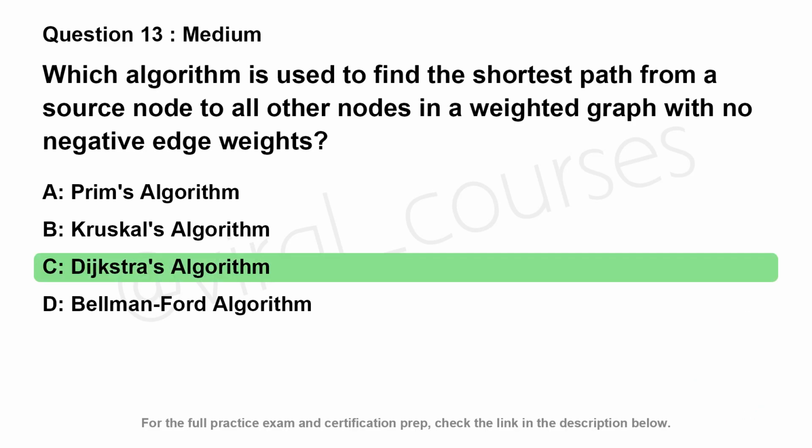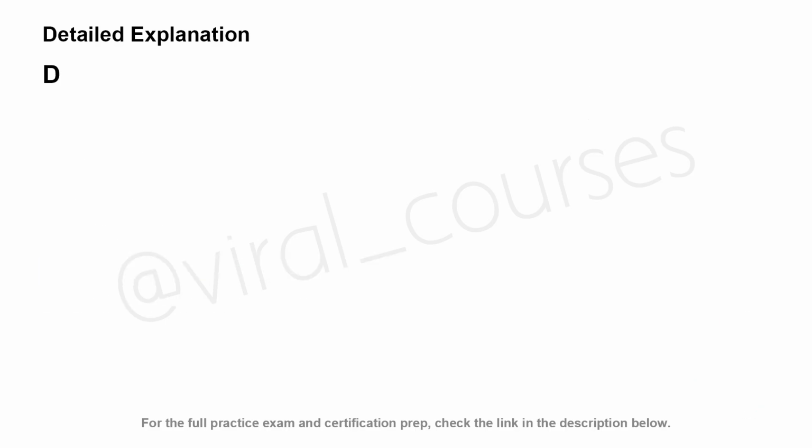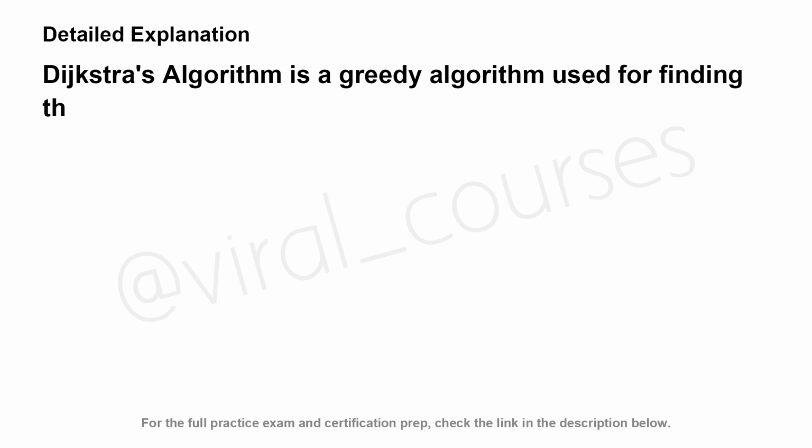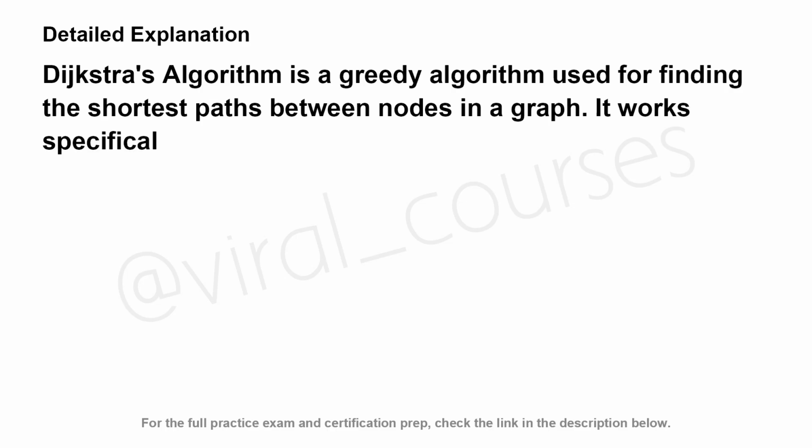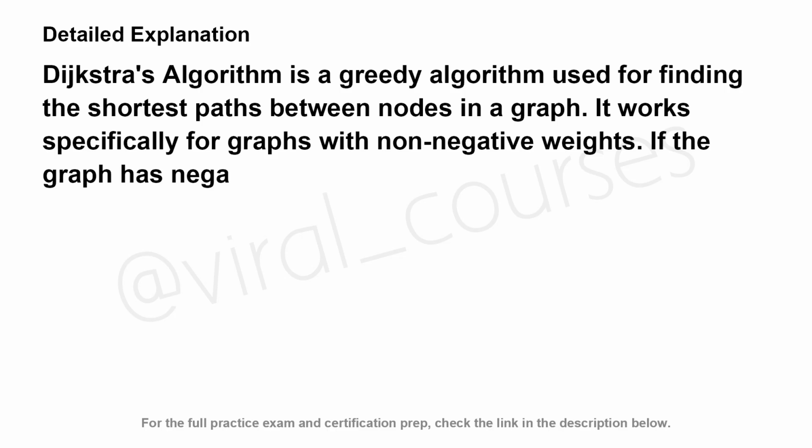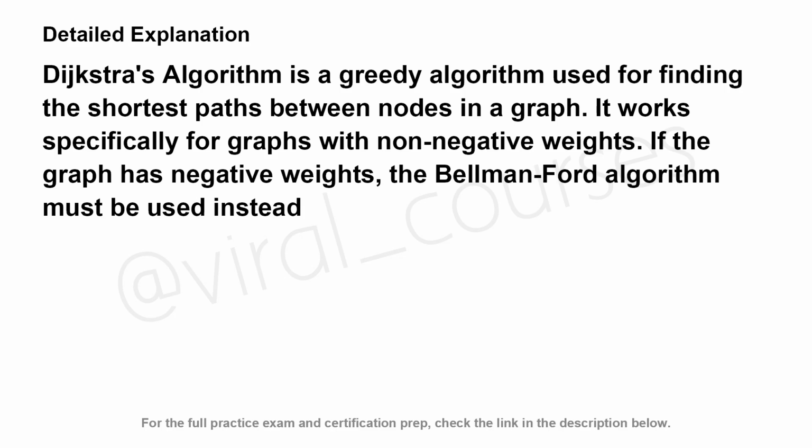The correct answer is C. Dijkstra's algorithm is a greedy algorithm used for finding the shortest paths between nodes in a graph. It works specifically for graphs with non-negative weights. If the graph has negative weights, the Bellman-Ford algorithm must be used instead.